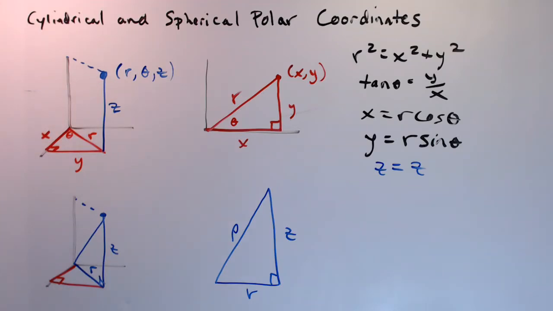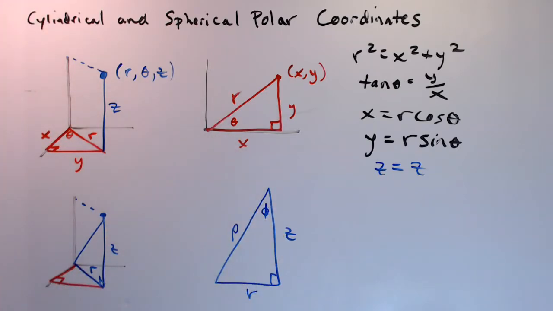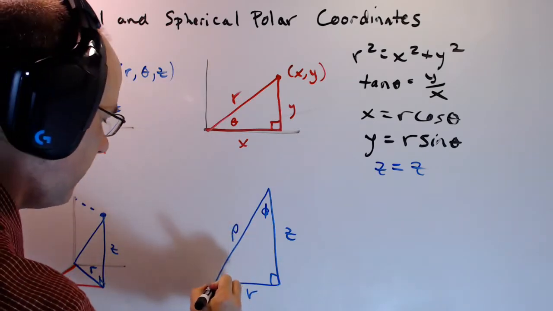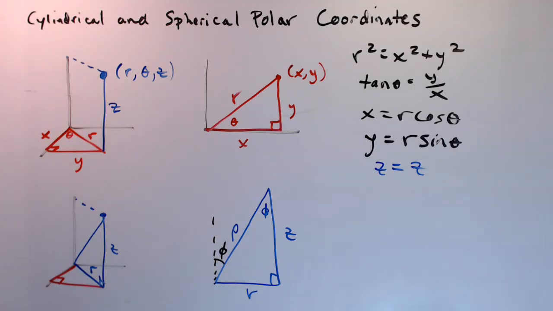And now we need to define an angle. We could go with this, but everyone goes with this. So we'll call that phi. Incidentally, the angle up here is the same as the angle down here, which is the angle between rho and the z-axis. And there it is, right there. When rho equals 0, you're just right on the positive z-axis.